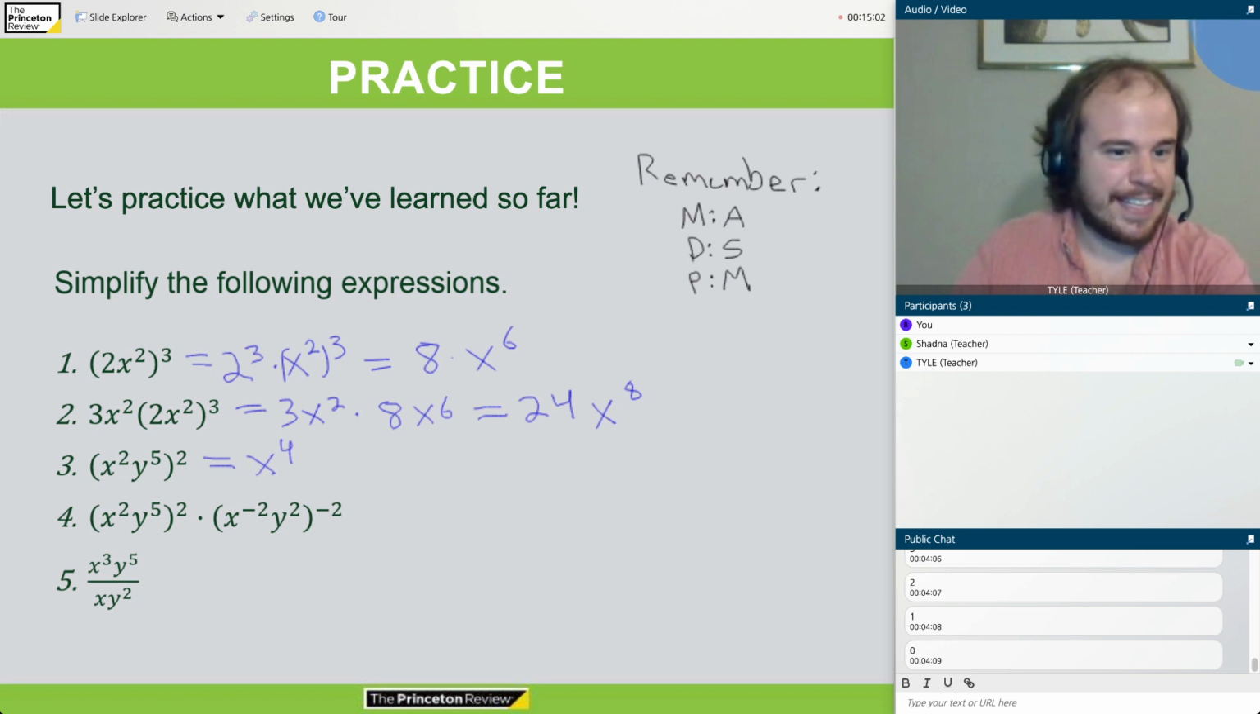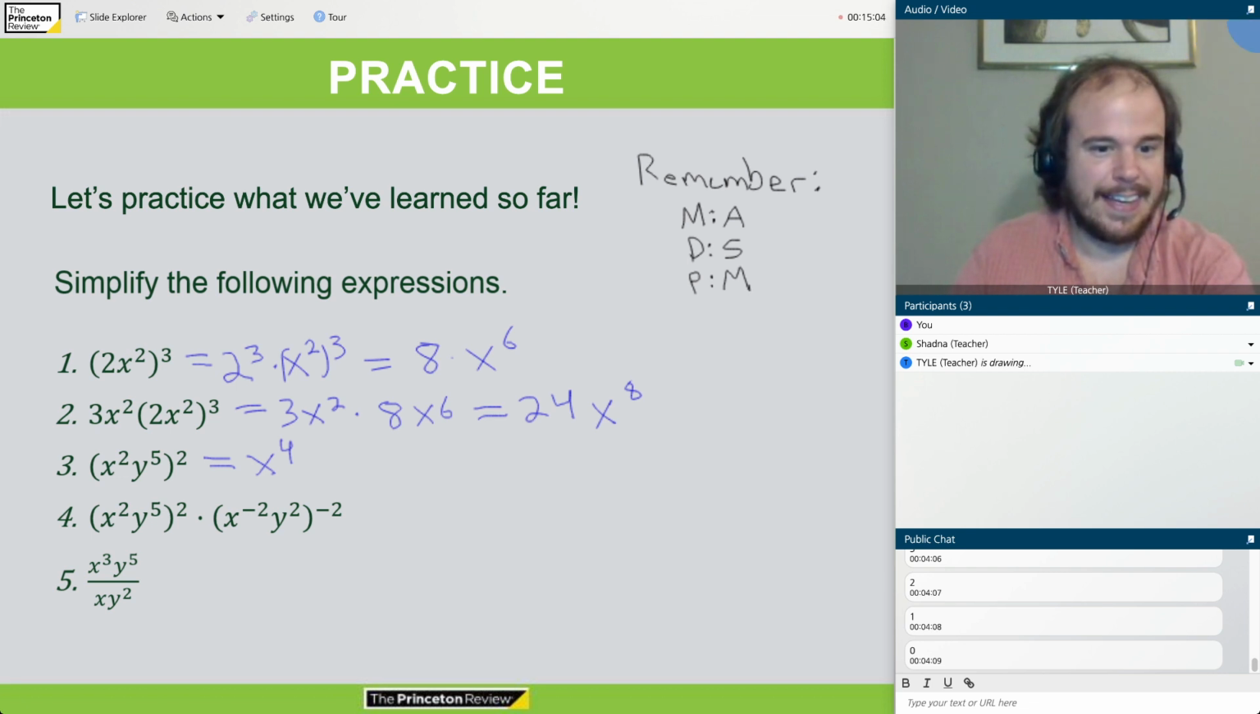I was just saying this first term is x to the fourth. This second term is y to the fifth squared. Again, this is a power. So if I'm raising an expression with an exponent to a power, then I multiply: x to the fourth, y to the 10th.